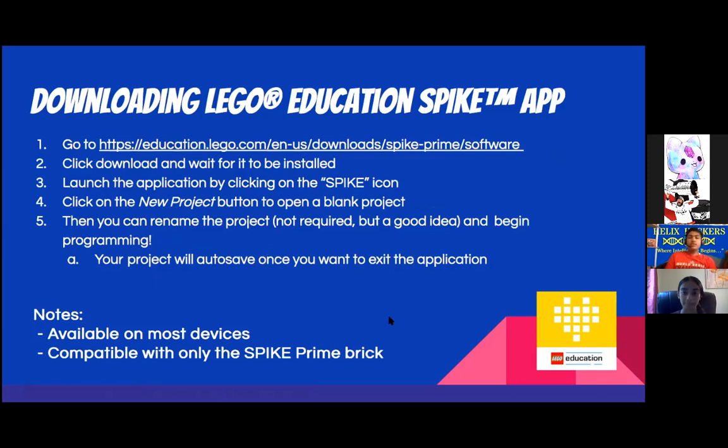So this is downloading the LEGO Education Spike app. This is pretty much the same as EV3 Classroom. You have to first click the link, download it, and wait for it to be installed. Launch the application and click on the Spike icon. Then you want to start a new project by clicking the blank project. You just click New Project to open a blank project. Then you can rename your project, which is a good idea for easy access anywhere you go or at competition. And note that this is available on most devices, but is only compatible with the Spike Prime brick.